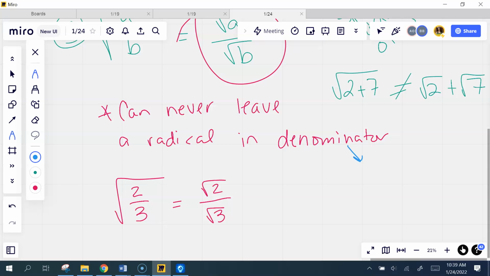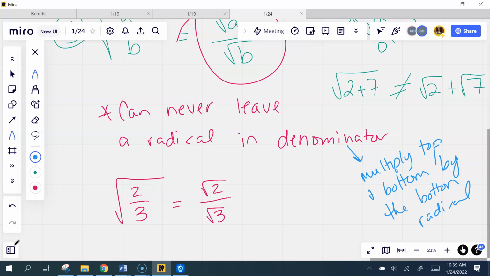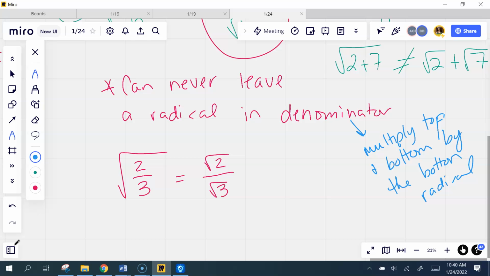To get it out, I multiply the top and bottom by the bottom radical. I should really say numerator, denominator, and so on, but I'm being lazy and it is a lot quicker to write bottom than numerator and denominator. So what that means is, take the radical that's in the bottom right now, which is what? Square root of 3, right? Multiply the top and the bottom of that fraction by that square root of 3.